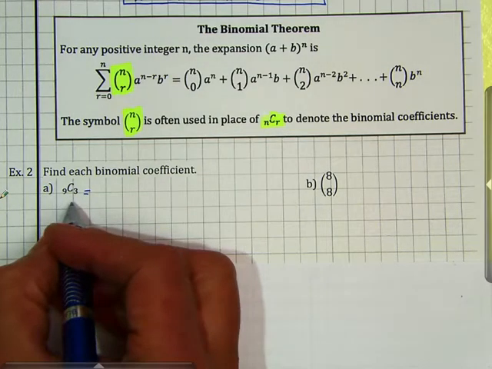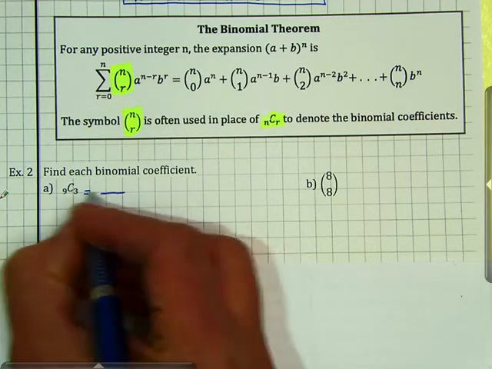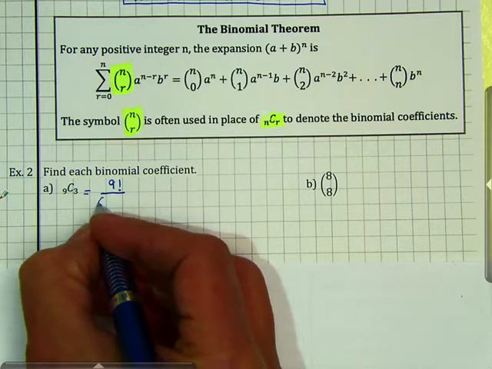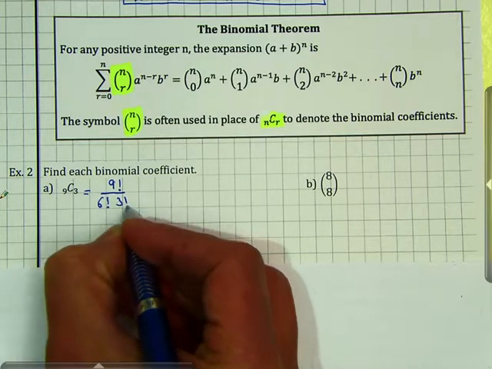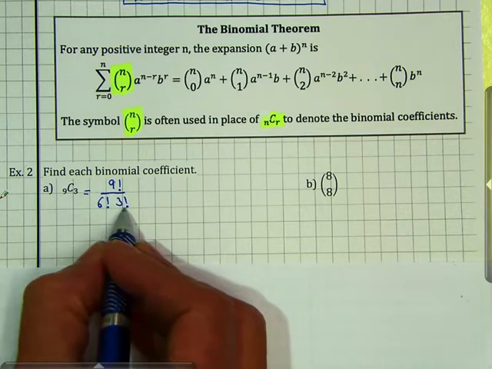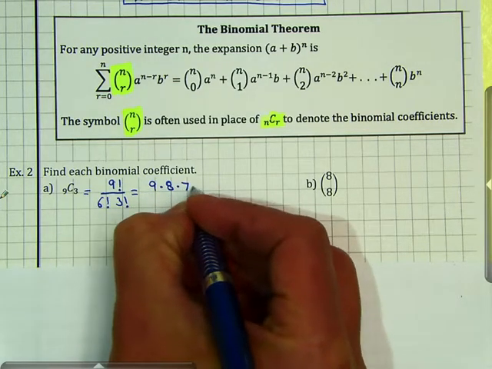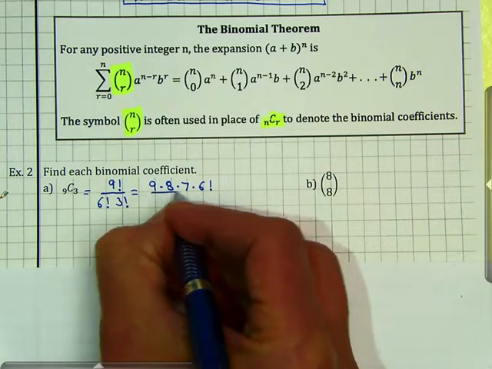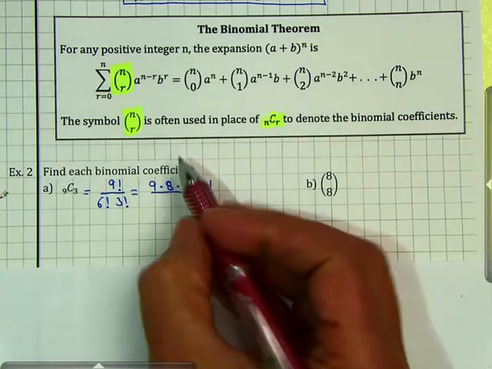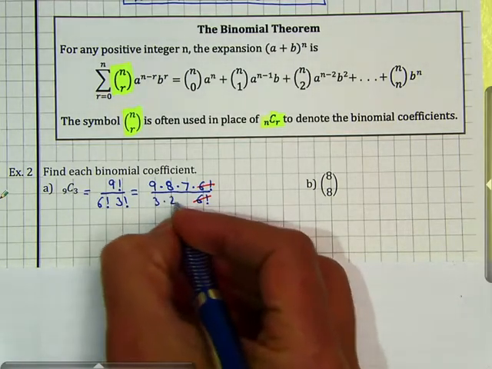So if I need to simplify 9 choose 3 without using the calculator, it should be a fraction: 9 factorial over 9 minus 3, which is 6 factorial, multiplied by 3 factorial. I need to expand it by hand, so it'll be 9 times 8 times 7 times 6 factorial. I'm going to stop right here because I'm going to take my 6 factorial and place it right underneath. So therefore, those two cancel. I still have my 3 factorial, so it'll be 3 times 2 times 1.